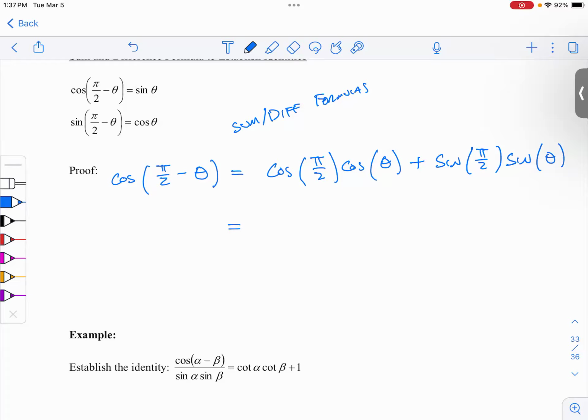Okay, so cosine of pi over 2 is 0, times cosine, plus sine of pi over 2 is 1. 0 times cosine goes away, which equals 1 times sine, which equals sine. And oh, look, we just basically proved CAT. 90 degrees off of a co-function results in the other co-function. And basically, again, that's the whole concept. That's what CAT is.